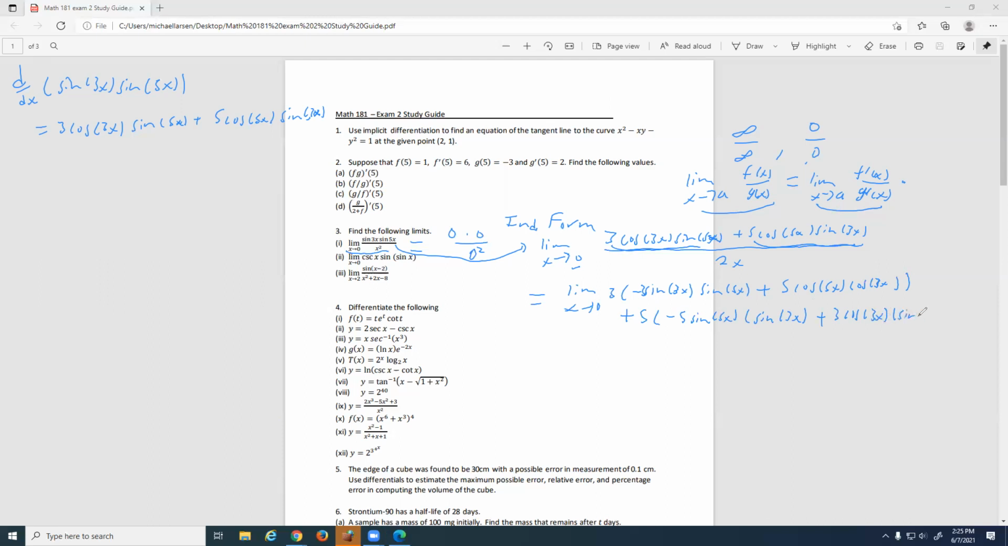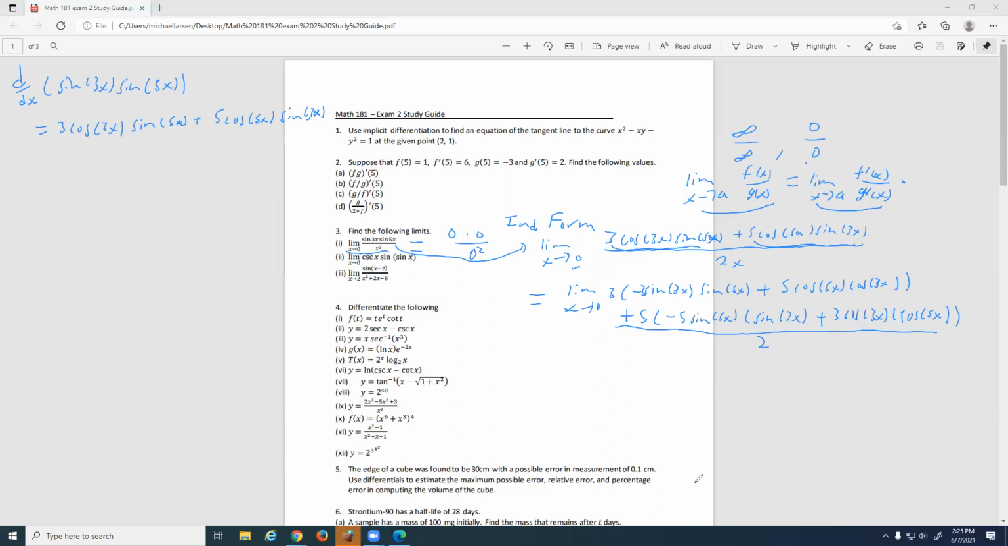Times the sine of, or no, cosine 5x. Yeah, the other one's cosine 5x. All right, and then I think I need one more parenthesis. Yes, all right. And then that whole big sum is all divided by, and in the denominator, we just get 2. And this is super nice, right?